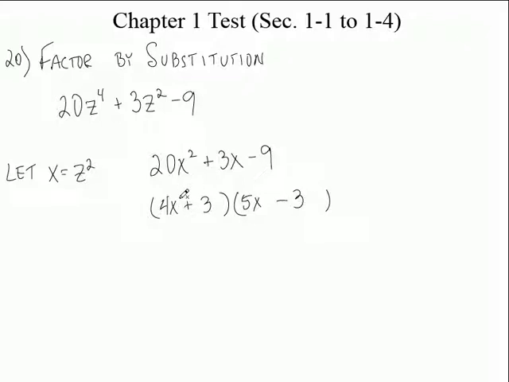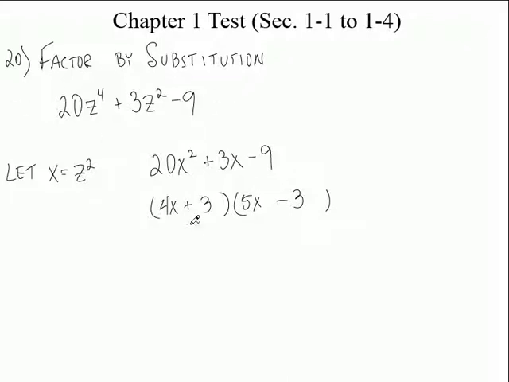How do I know if I got it right? Well, I know the first is right because that's 20x squared. I know the last is right. It's negative 9. What about the inside? Well, I take the outside and inside. So that would be 4x times negative 3 is negative 12x, plus 15x. Negative 12 plus 15 is positive 3. Yep, sure enough, it works. Well, it is factored, but I didn't factor this, did I? I've got x's in there, and this doesn't have x's in it.